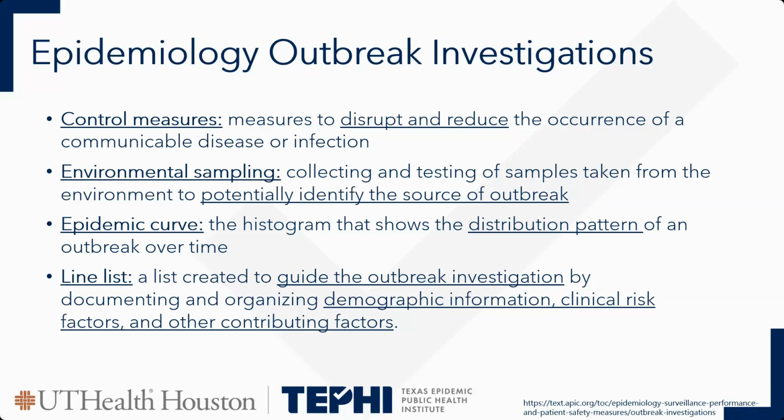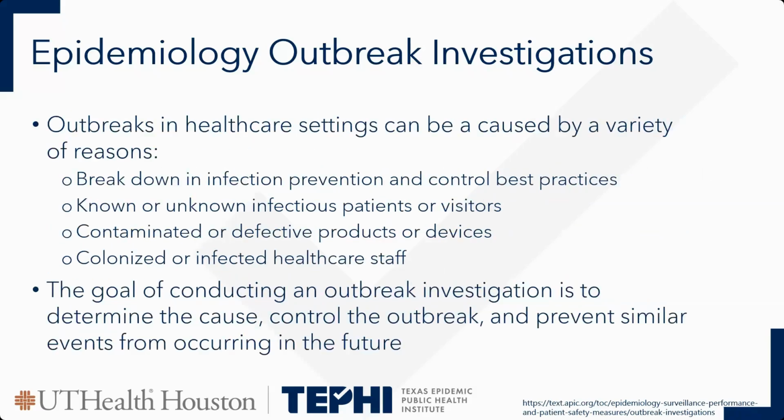Our epidemic curve is a histogram or a bar chart that shows the distribution of the pattern. And I have a couple of examples of that. And the line list is kind of like your guide that you're using to collect data during your outbreak investigation, specifically looking at demographic information, clinical risk factors, and other contributing factors. And I have a couple of examples that we'll discuss later in the lecture.